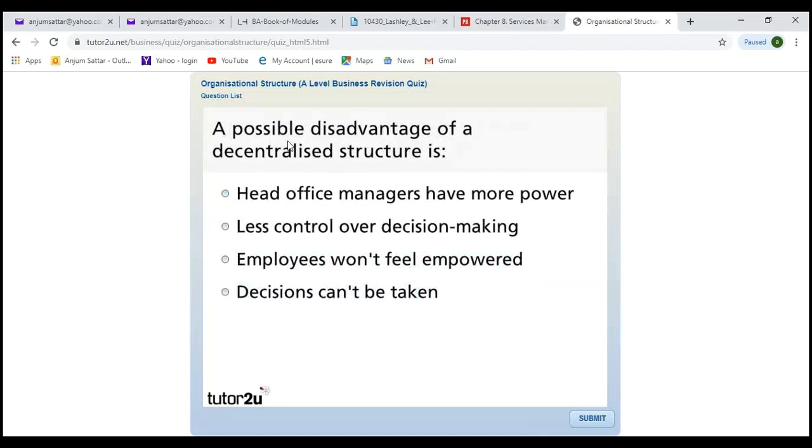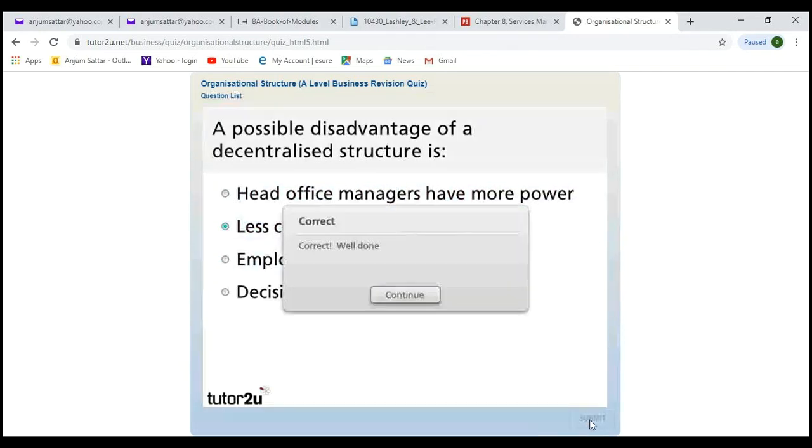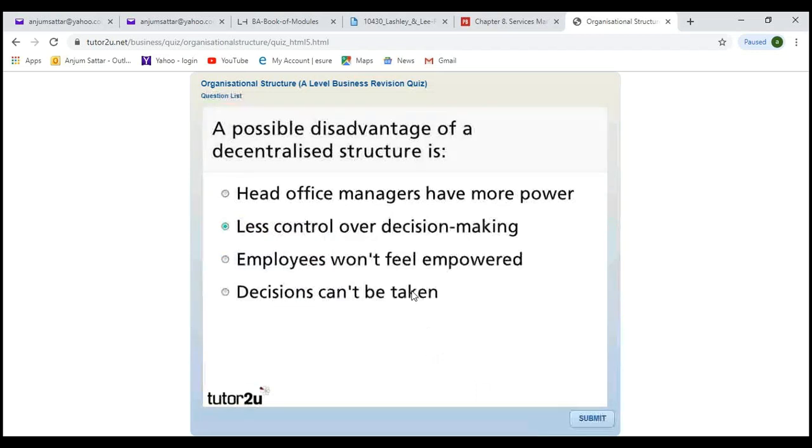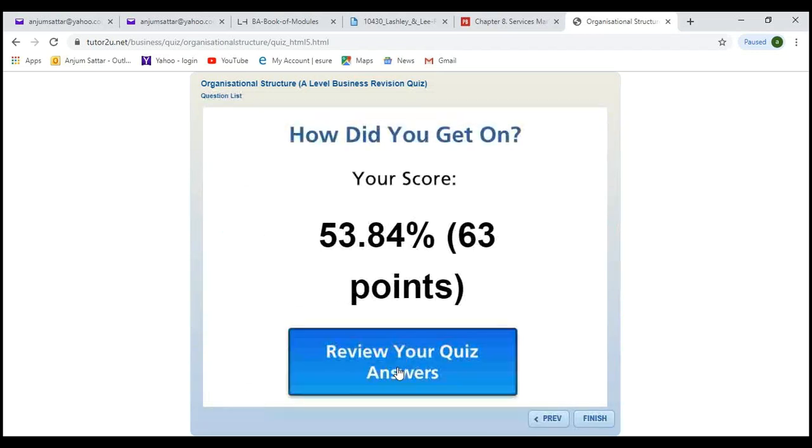A possible disadvantage of decentralization. If we decentralize things, people are more empowered. So what will be the disadvantage? I think there's less control over decision making. Well done, correct, great.